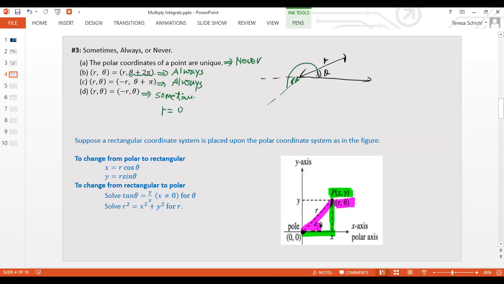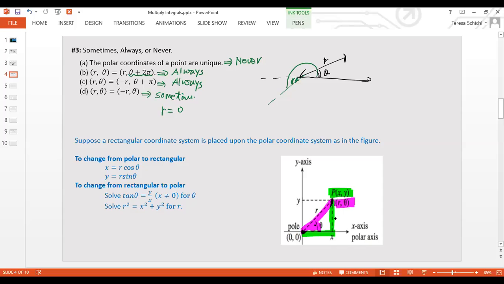As you can see here, I want to find theta. Theta is y and x, so that is a tangent, right? Tangent is opposite over adjacent. Now, what is r? By x and y here, it's the Pythagorean theorem, so r squared equals x squared plus y squared.